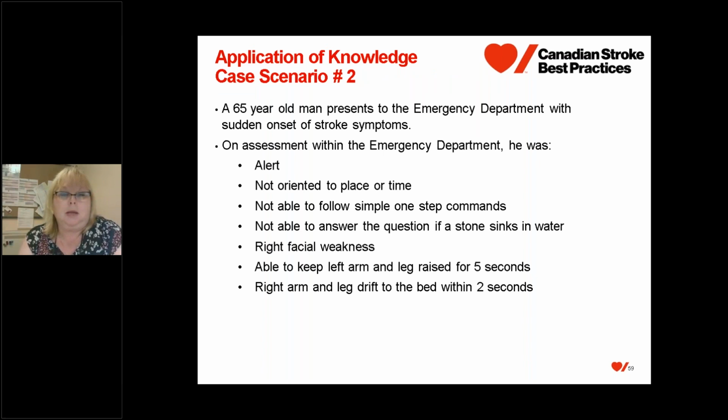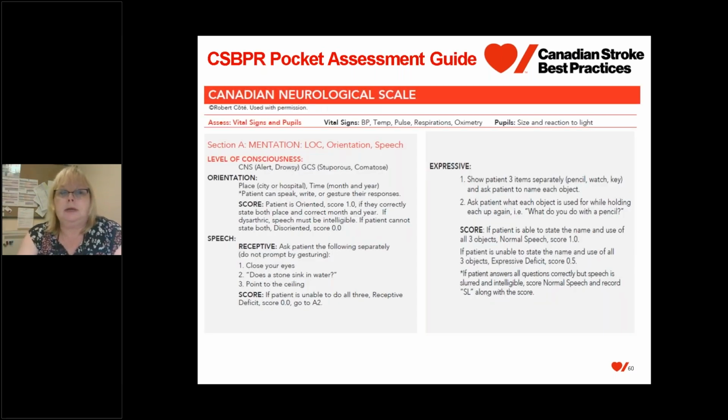A 65-year-old man. He's alert, he's not oriented to place or time, not able to follow simple one-step commands, not able to answer the question if a stone sinks in water, has right-sided facial weakness, is able to keep his left arm and leg raised for 5 seconds, but his right arm and leg drift to the bed within 2 seconds. So using the Canadian Stroke Best Practices Stroke Assessment and Prevention Pocket Guide, score mentation on our second case.